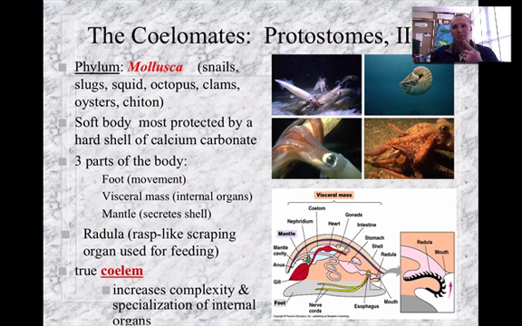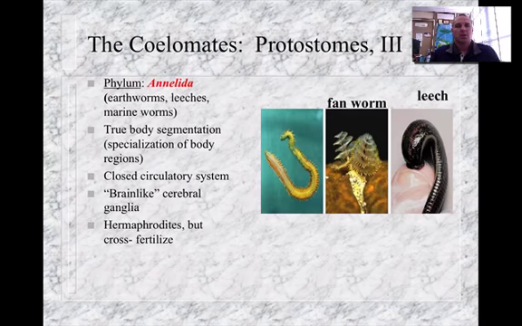They also usually have a radula, which is their mouth, and you can see a picture of it down here in the bottom right-hand corner. It's like a rasp, a scraping tool that they use to open different things with. And like I said, they are true coelomates, and this increases the complexity and the specialization of internal organs. Now, to continue on with the coelomates, is still another protostome.